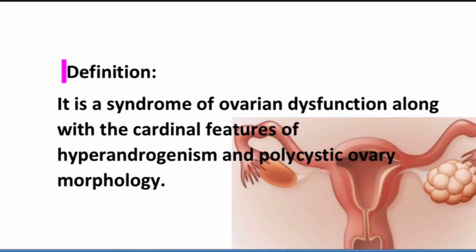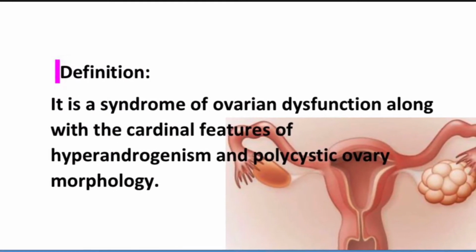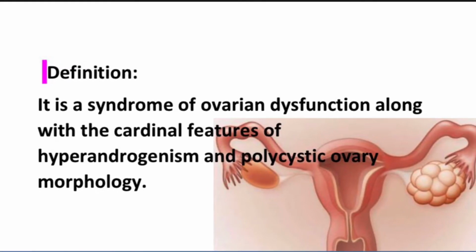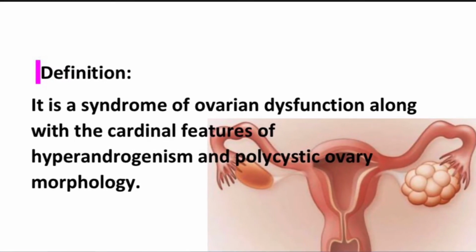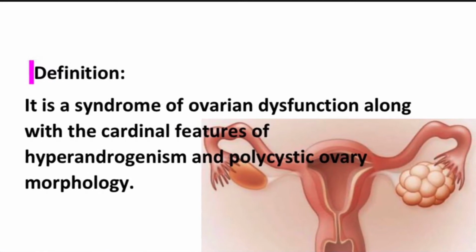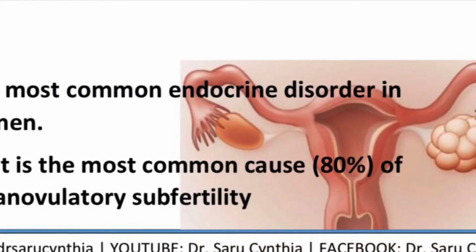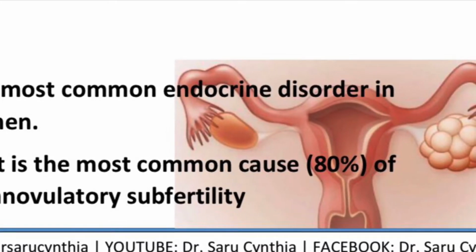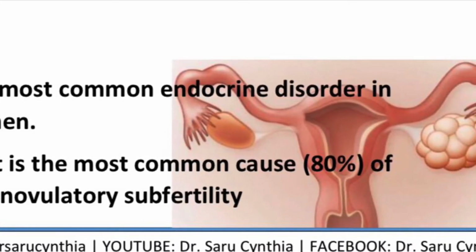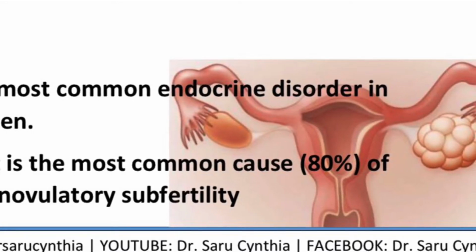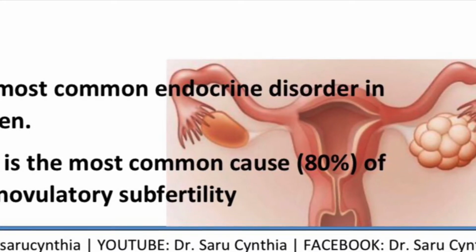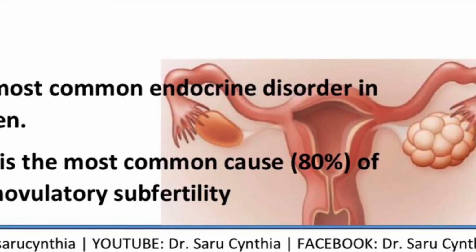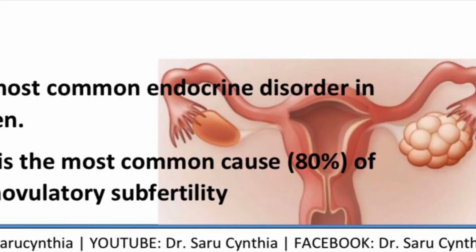So guys, definition: it's a syndrome of ovarian dysfunction along with the cardinal features of hyperandrogenism and the polycystic morphology, ovarian polycystic morphology. It is the most common endocrine disorder in women. Accounts for about 80% of women in their reproductive age. And it's one of the major causes of anovulatory subfertility.